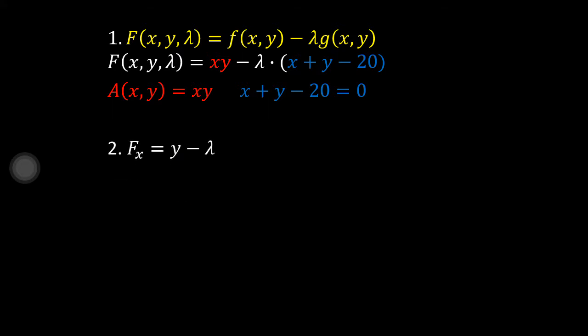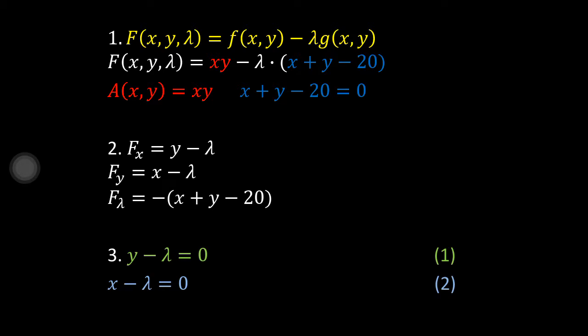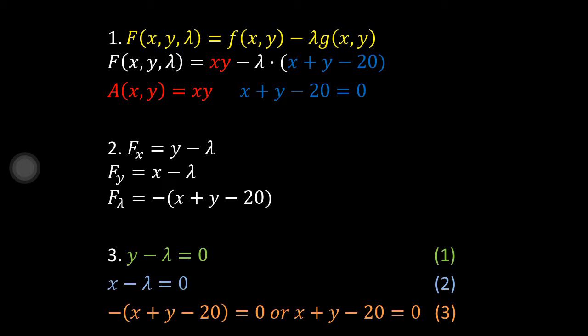The next is to find the partial derivative of the given function. So F sub x is equal to y minus lambda, F sub y is equal to x minus lambda, and F sub lambda is equal to negative the quantity x plus y minus 20. The next step is to solve the system by equating it to 0. So y minus lambda is equal to 0, our equation 1. x minus lambda is equal to 0, our equation 2. And negative the quantity x plus y minus 20 is equal to 0, or x plus y minus 20 is equal to 0, is our third equation.